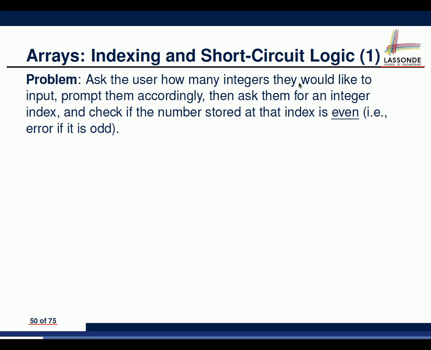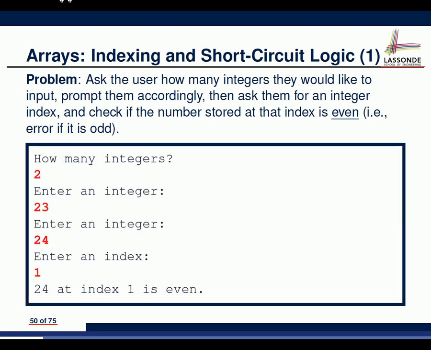We want to ask the user how many integers they would like to input, and then prompt them accordingly. Let's say if they want to enter 3 integers, we're going to prompt them 3 times. Then we want to go to a particular position of the array under the hood, and want to know if the number stored in that position is an even number or not. I'll give you one example right away.